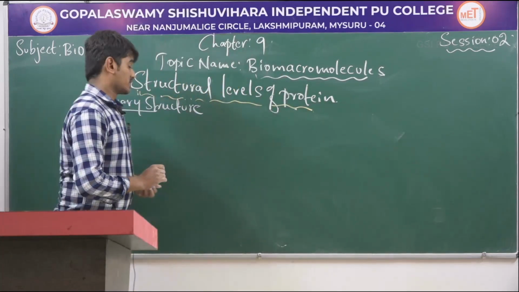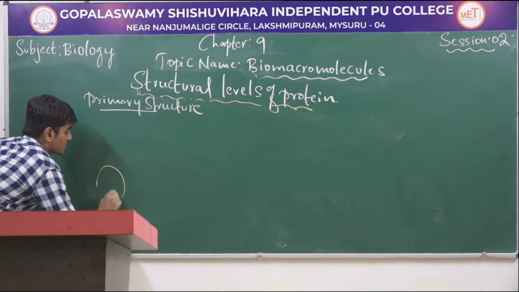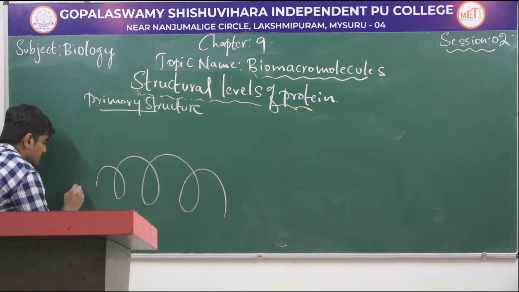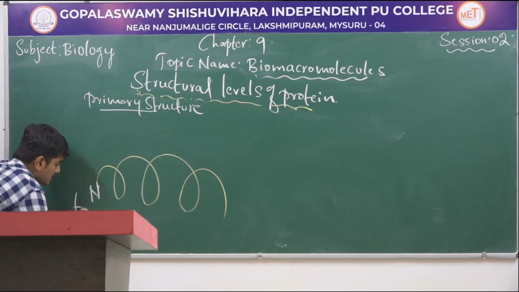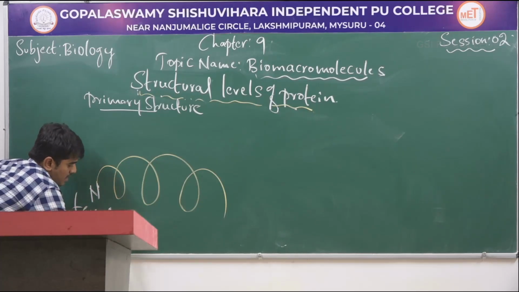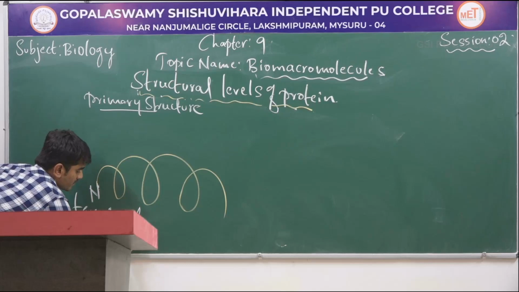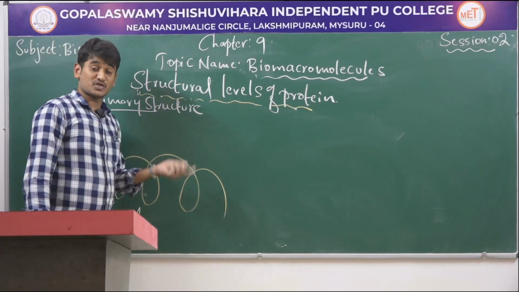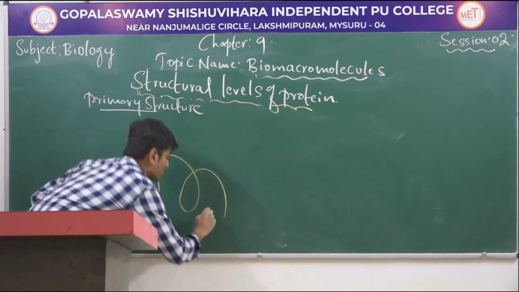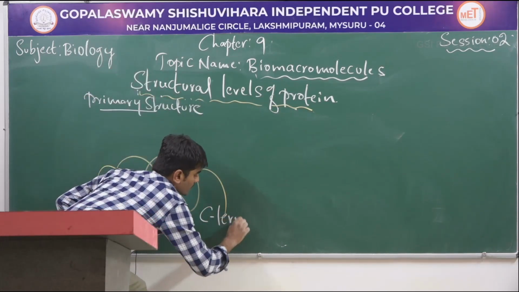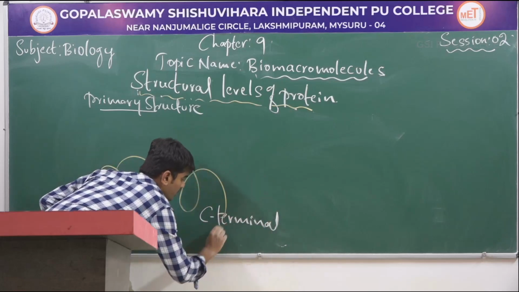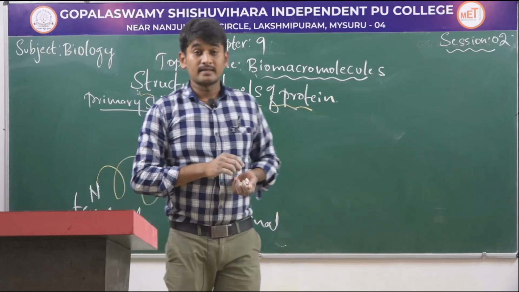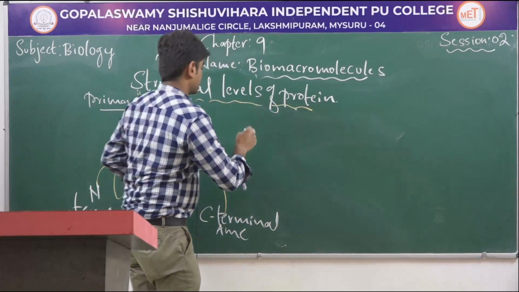Here, the left end of the chain has the first amino acid, that is called N-terminal amino acid. And the right end of the chain has the last amino acid, that is called C-terminal amino acid. So this is the primary structure of a protein. Yes, the next one is secondary structure.